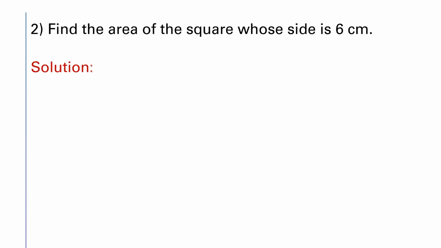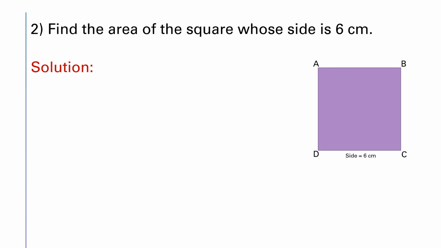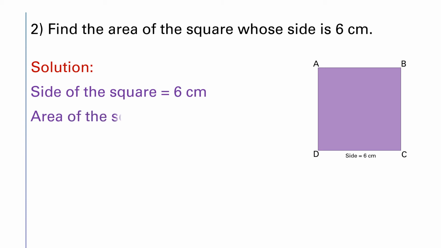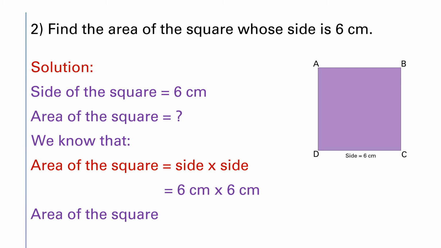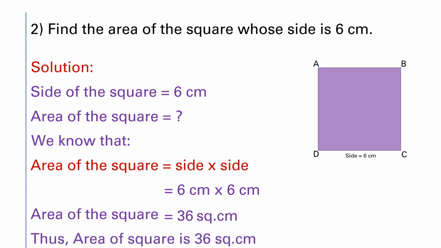Let's write the solution. In square ABCD, side of the square is equal to 6 centimeter and area of the square we have to find out. We know that area of the square is equal to side multiplied by side. Now put the value. Side is equal to 6 centimeter. So write down 6 centimeter multiplied by 6 centimeter. Now do the multiplication. 6 6s are 36 and centimeter multiplied by centimeter we get square centimeter. Thus area of the square is 36 square centimeter.